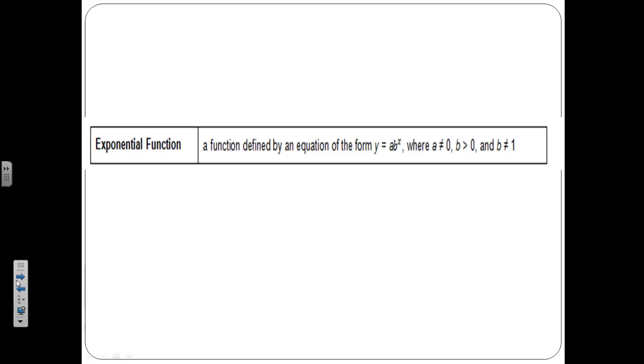An exponential function is a function defined by an equation of the form y equals a times b to the x, where a does not equal 0 and b is greater than 0 and b does not equal 1.